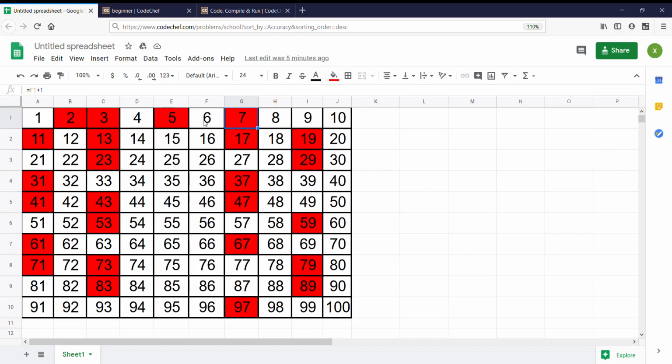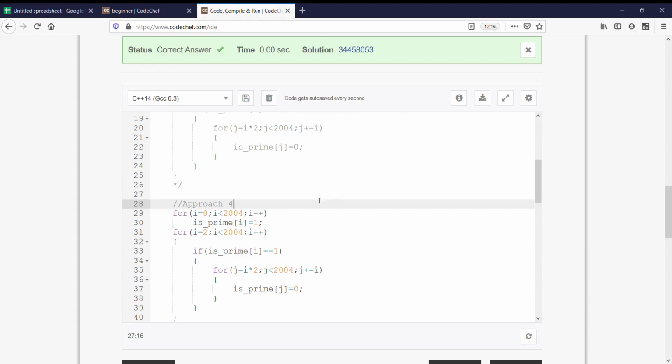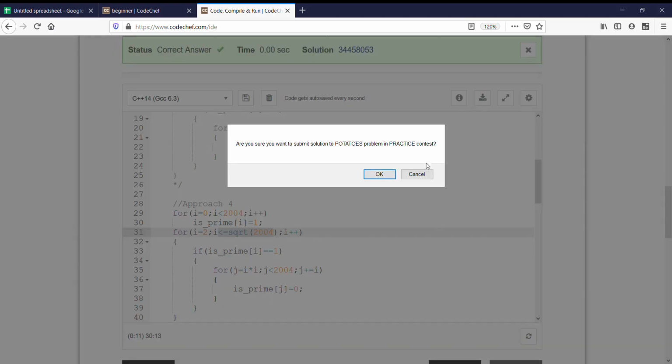So we can say that we can directly start marking the multiples as non-prime numbers from j equal to i square, correct? By looking at this, we can see that j is less than 2004. So i must be less than or equal to square root of 2004, so that it could reach 2004. So we can say i is less than or equal to square root of 2004. So we have made two changes in approach 4. Let us submit it.